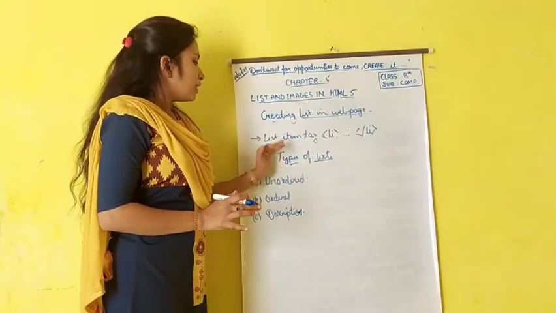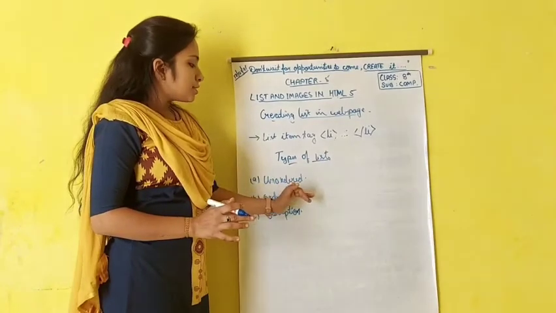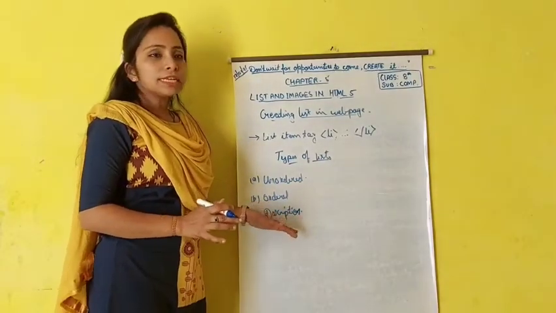Now see, we have different types of lists also. First is the unordered list, second is the ordered list, and third is the description list. Now we will study the unordered list.